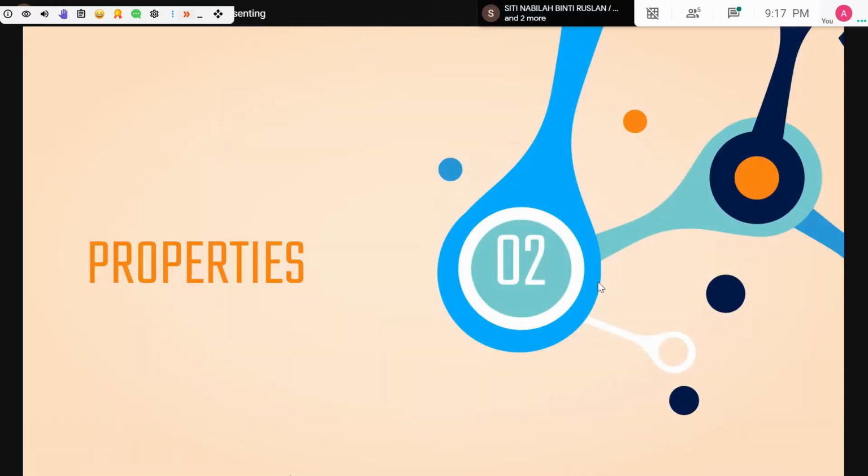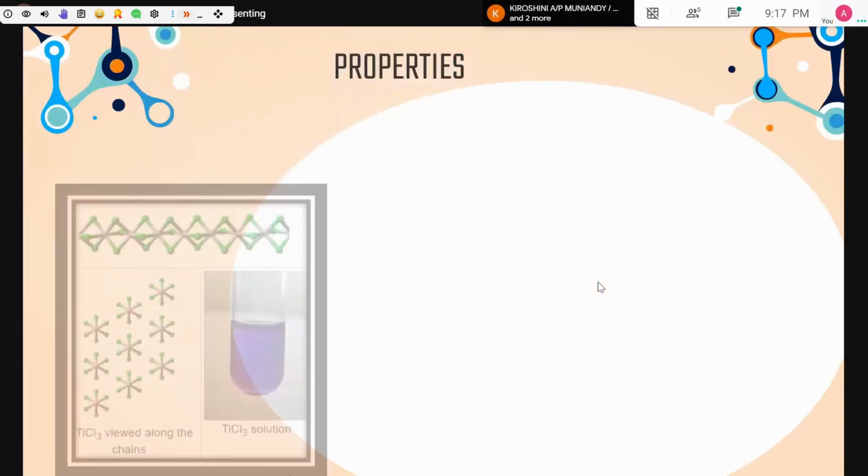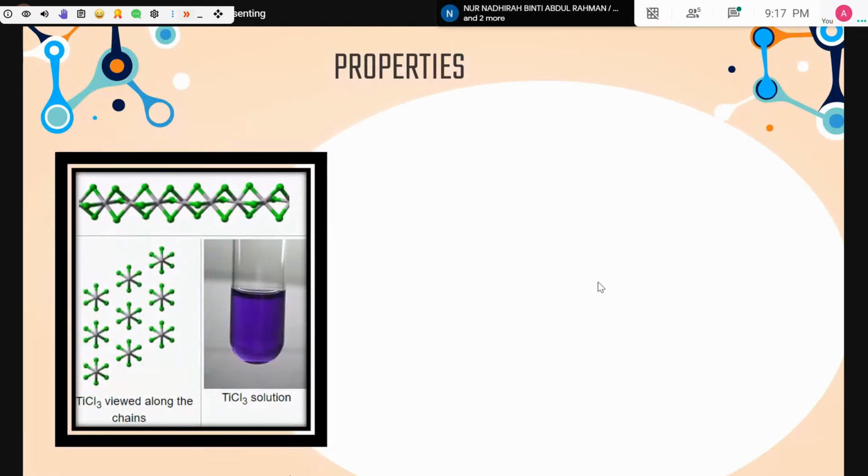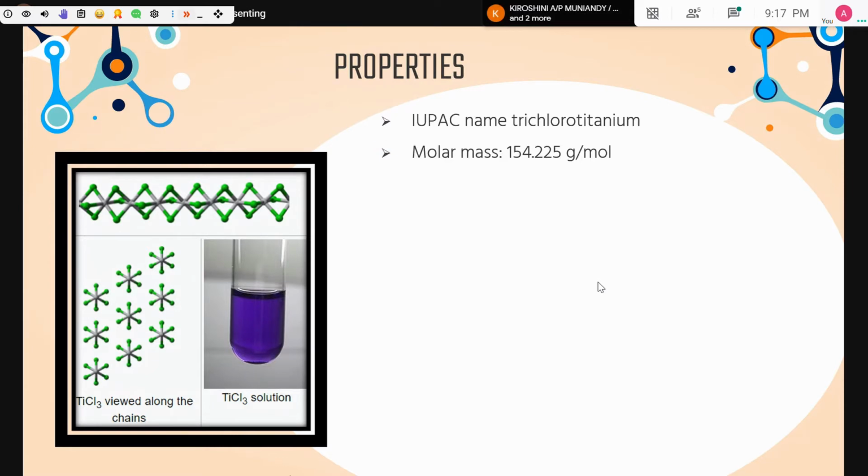So, I will present about the properties of TiCl3. As we can see, it is a picture of TiCl3 solution. The IUPAC name is 3-chlorotitanium. The molar mass of TiCl3 is 154.225 gram per mole. It has a density of 2.64 gram per centimeter cube. TiCl3 is a red-violet crystal and hygroscopic.